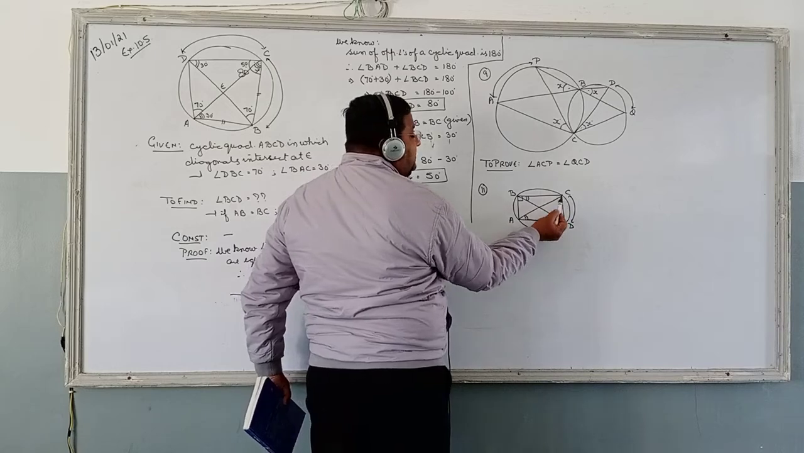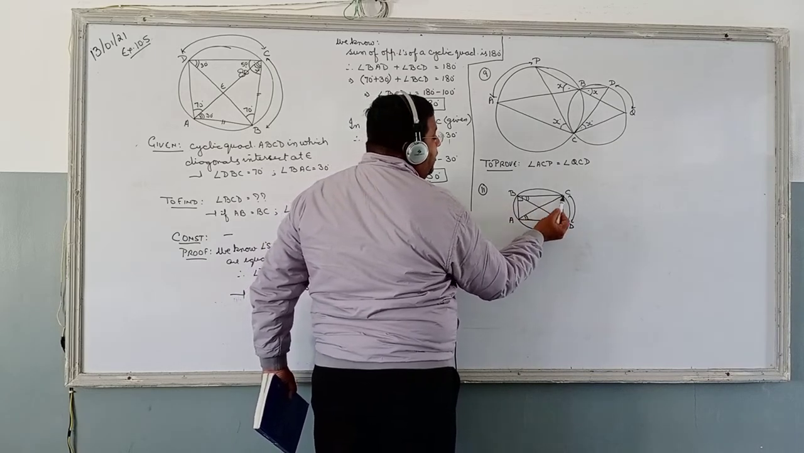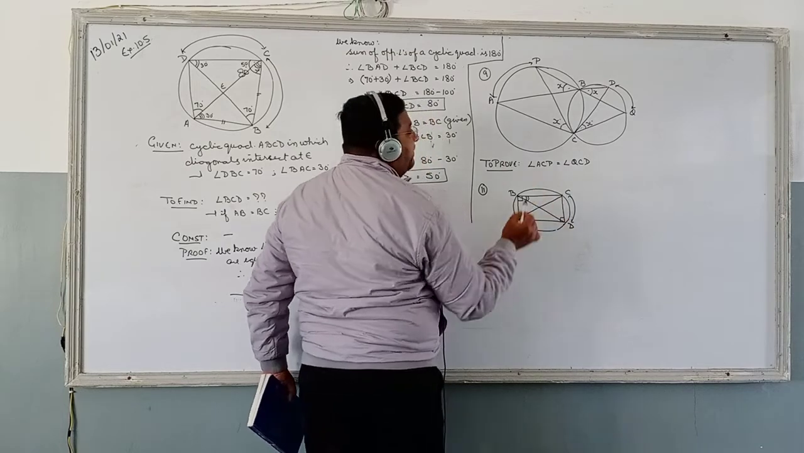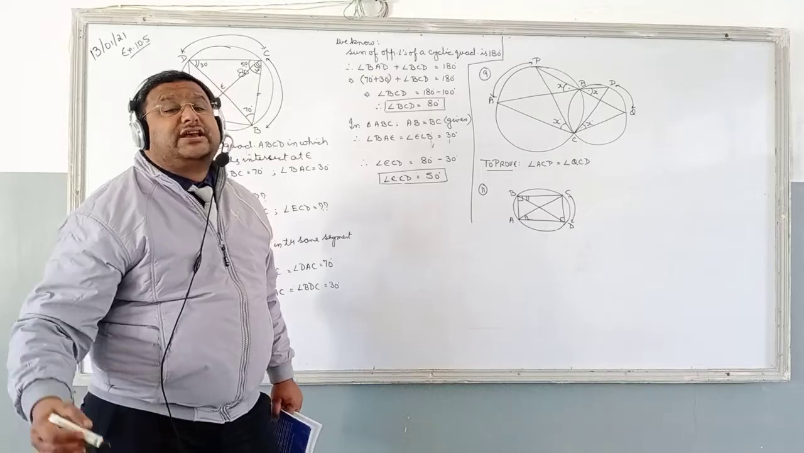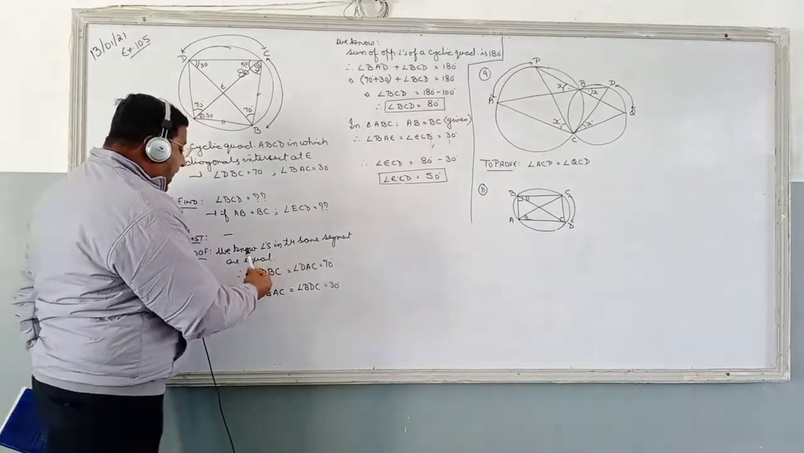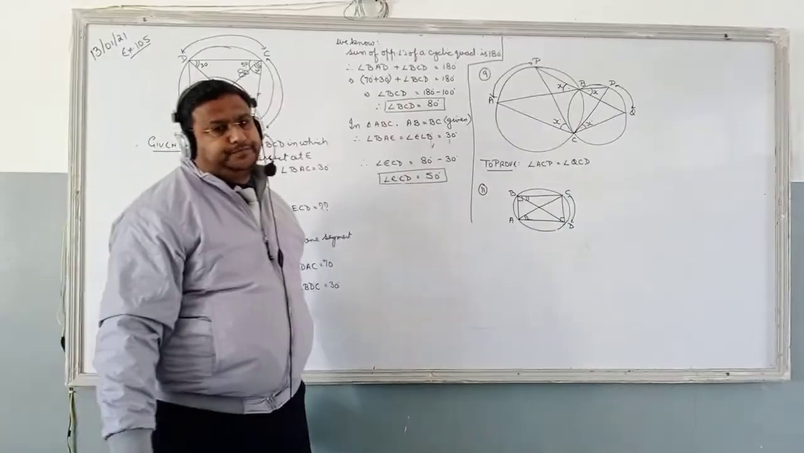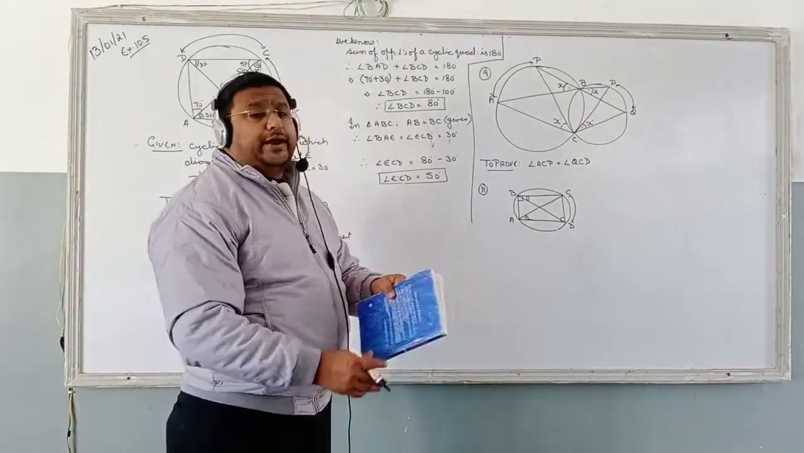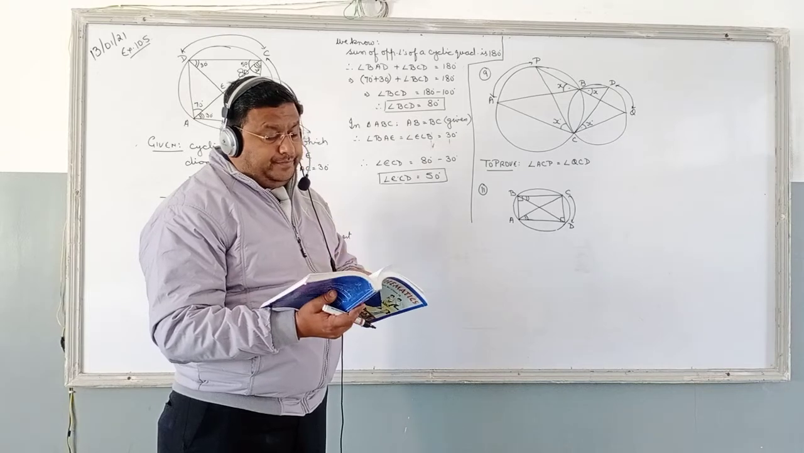Both these angles, CAD and CBD, both of them are on the same segment. So theorem number 10.9: angles in the same segment of a circle are equal. We know angles in the same segment of a circle are equal. I hope you can do this. It is not difficult.